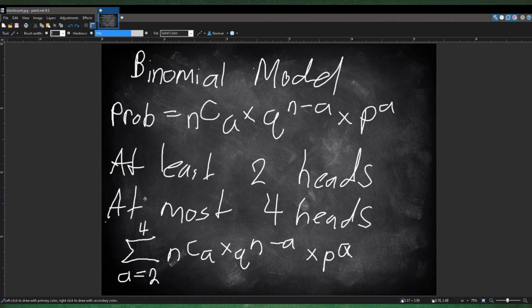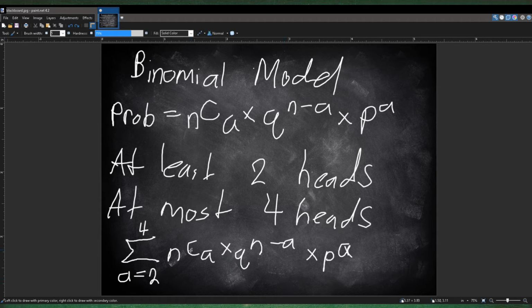So if they say in general at least two and at most four heads, you just write 2 to 4. If it's at least 2 out of 5 trials, it's 2 to 5. Or if they say at most four heads, then you have 0 to 4, because you could also have 0 heads. So if you just use a summation, you'll always get it correct and in the right form. Then you're fine.